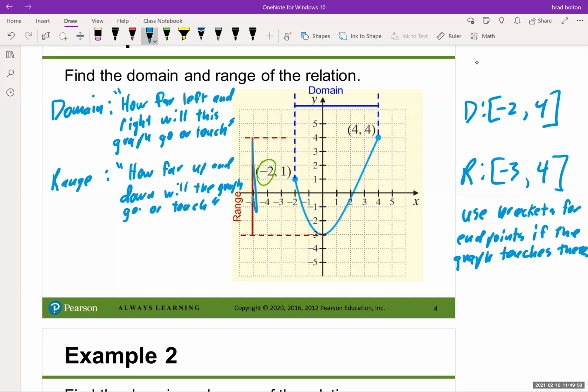Look here at the range. You see how right here it's saying this is how far down and up this graph will go. And then for domain, it's saying this is how far left and right this graph will go. So that's what I meant by this over here. That's what I mean by that. That's a way to think about it graphically, okay?